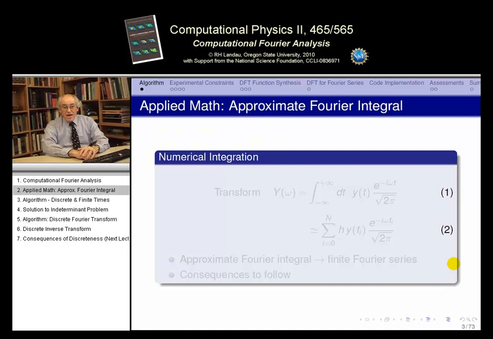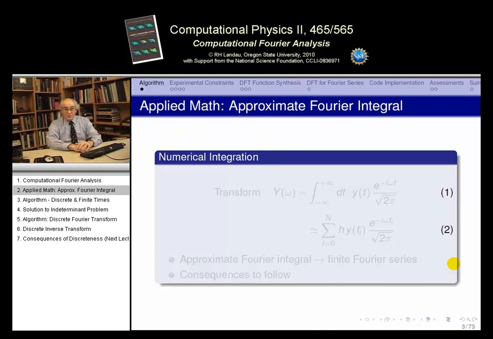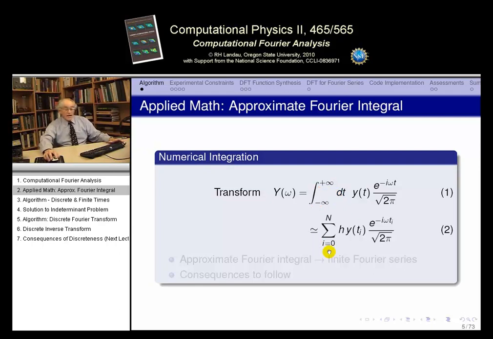Applied math. The pure math, if you want, was the Fourier series. Now we have to try to apply it and evaluate it. So as you see here, we need to evaluate the Fourier transform. That's obvious, okay? We have to do an integral from minus infinity to plus infinity, which we never can do on the computer because we don't have infinite time and we don't have an infinite number of points to use. So we have to approximate that in some way, and we approximate that usually by the simplest kind of integration formulas you see here.